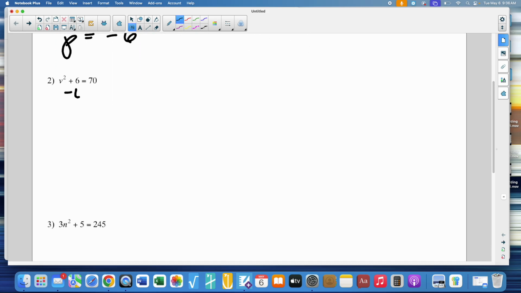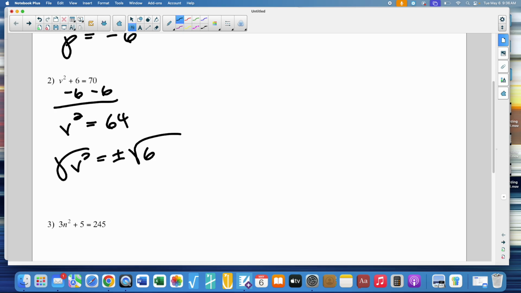First, we got to isolate the variable, so we will subtract 6 from both sides. Leaves us with v squared equals 64. We're going to take the square root of both sides. Square root of v squared is v. Plus or minus, 64 is a perfect square. That is 8. So my solution is plus or minus 8.